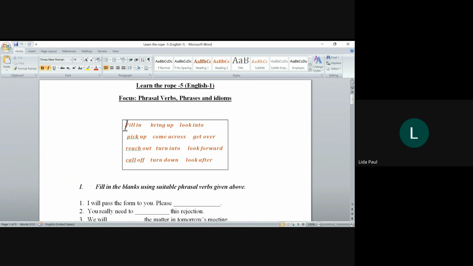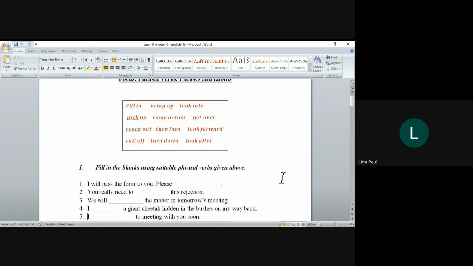I think I will paste these in your chat box for ease of working on them, because once I'm scrolling the sheet, it would be difficult for you to get back there. So I'll paste it here so you can choose the answers from the chat box when I'm scrolling across the questions. Okay, so the first one here, I will pass the form to you.